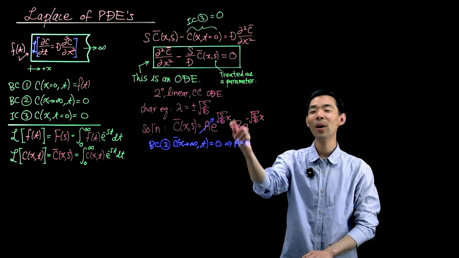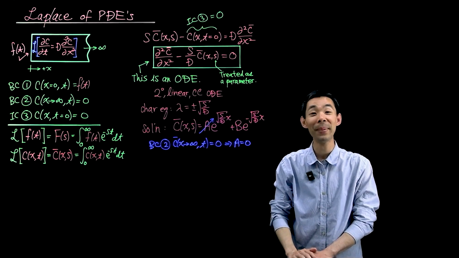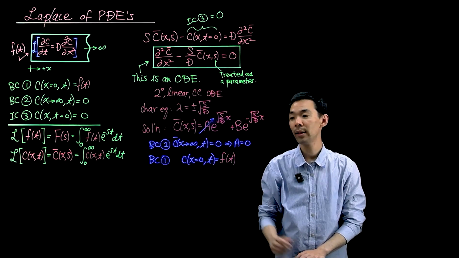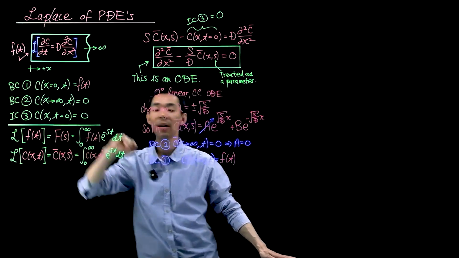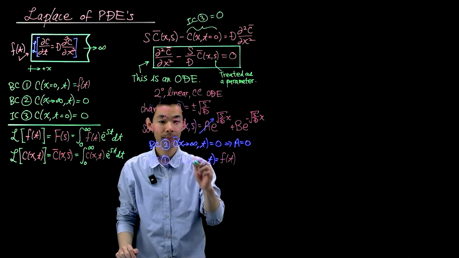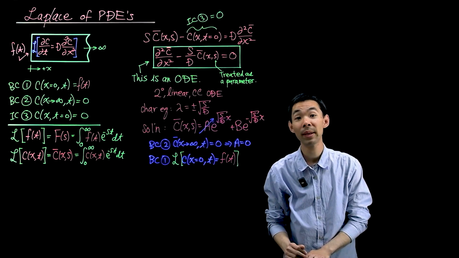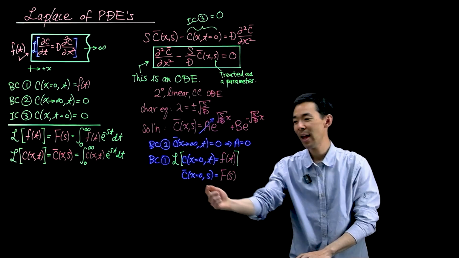Good. Now we only have one term left. Let's use our other boundary condition to obtain the constant of integration b. This is our boundary condition 1. At the boundary x equal to 0, it is some function of time, f of t. You take the Laplace transform of the whole equation. Just like that, the left-hand side becomes c bar, and the right-hand side becomes capital F of s. There we go. So we have x equal to 0.